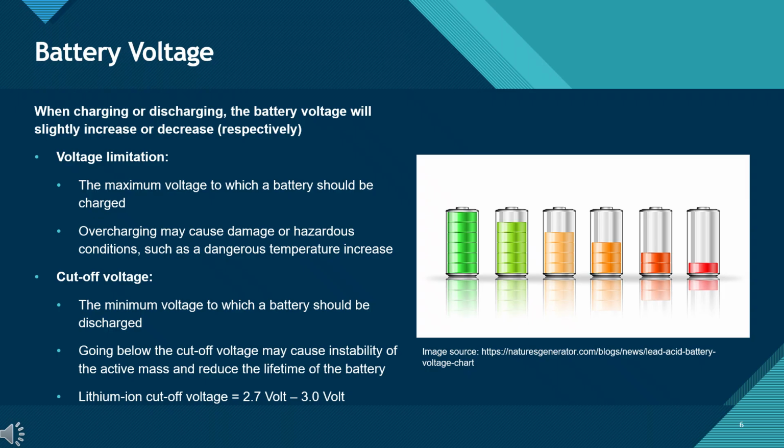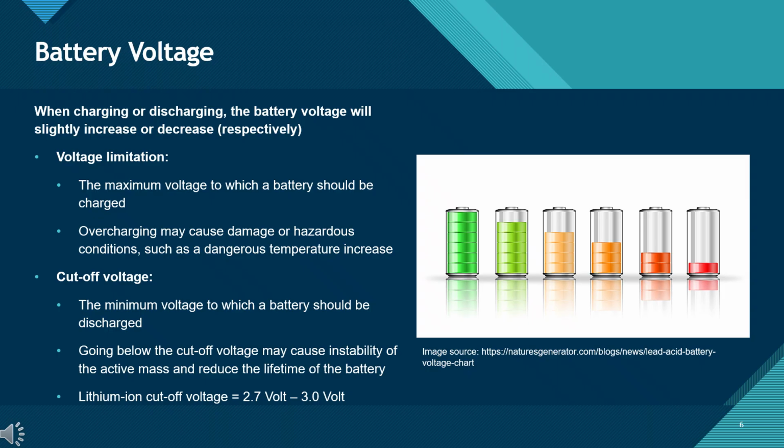On the other side, as the battery discharges, its voltage decreases. Here, we have what's called the cutoff voltage. This is the lowest point at which the battery should be allowed to discharge. If the voltage drops below this level, the internal chemical structure, the so-called active mass, can become unstable. That instability shortens the battery's life and reduces its capacity. For lithium-ion batteries specifically, the cutoff voltage is typically between 2.7 volts and 3.0 volts. Discharging below this level risks permanent damage.